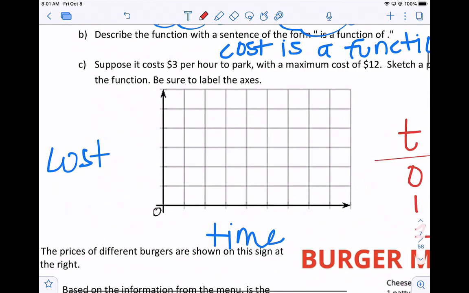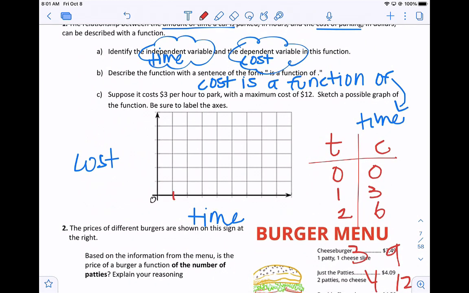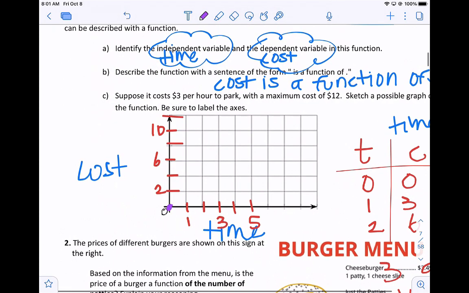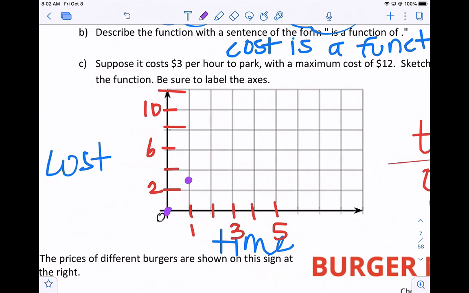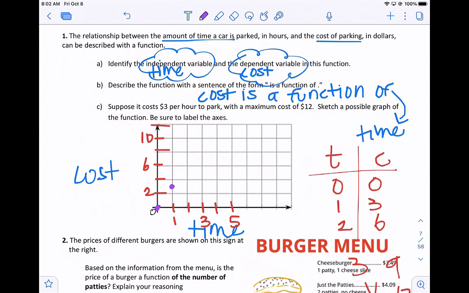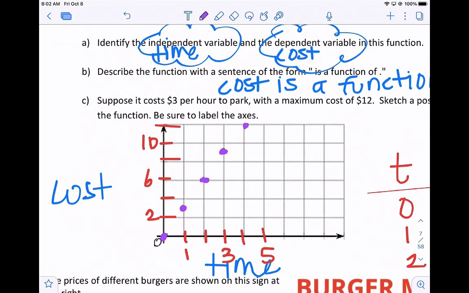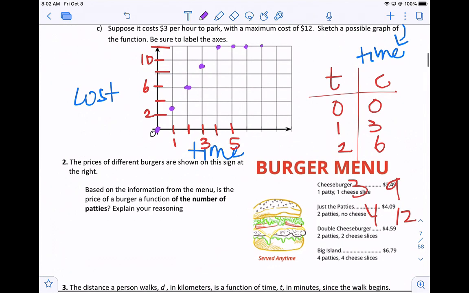All right, let's graph this. What should we scale our graph by? Time, I'm just going to go up by ones. 1, 2, 3, 4, 5. And then cost, I have to go up to at least 12. Okay, go by 2s. 2, 4, 6, 8, 10, 12. Okay, let's graph our coordinates. 0, 0, 1, 3, 2, 6, 3, 9, 4, 12, 5, 12, 6, 12, 7, 12.